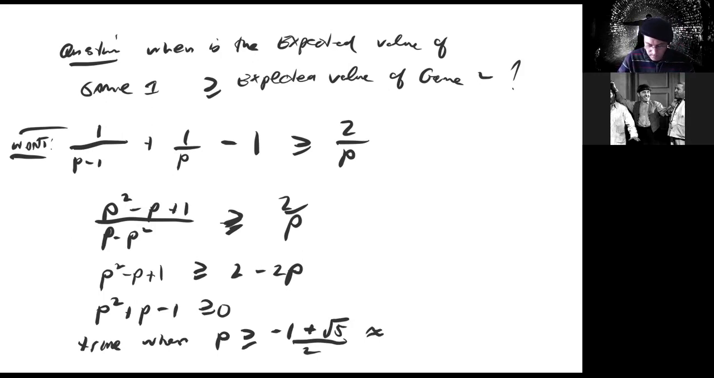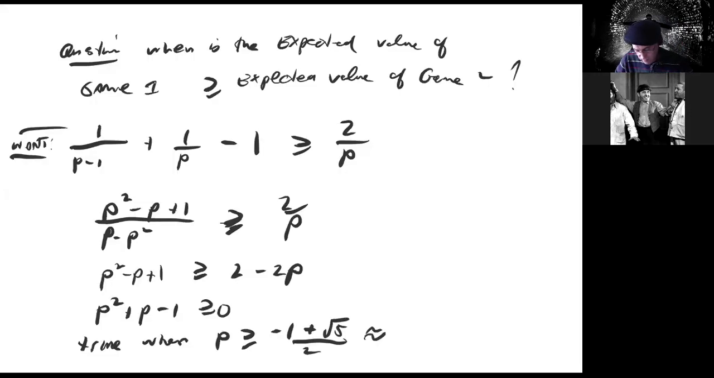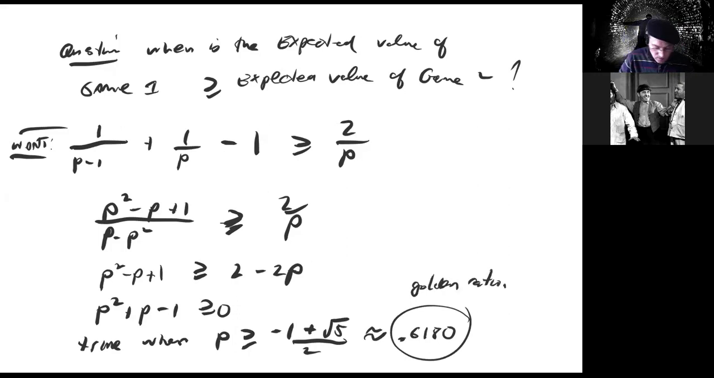Let me give you an approximation: it's about 0.6180. And this number is called, well, some people call it the golden ratio. You can look that up on Wikipedia. So as long as p is bigger than this number, you will have the expected value of game 1 to be bigger than the expected value of game 2.